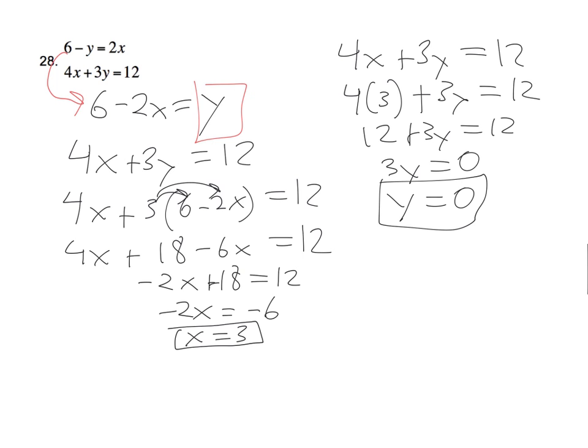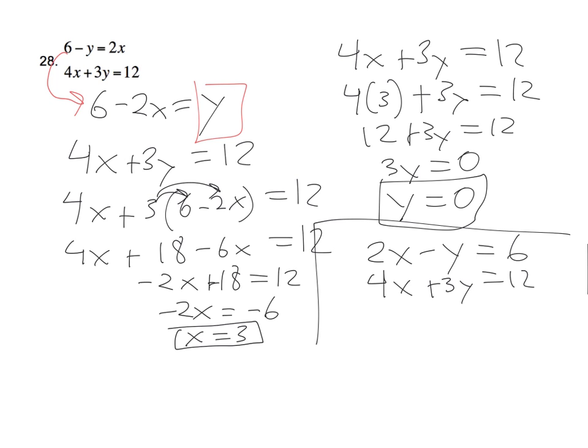But if you were doing that, your setup would be, you would first get the x's and y's by themselves, so that first equation would become 2x minus y equals 6. Second equation, 4x plus 3y equals 12. What I would probably do is multiply this by 3, okay, and then the y's would cancel out and you could solve it just the same.